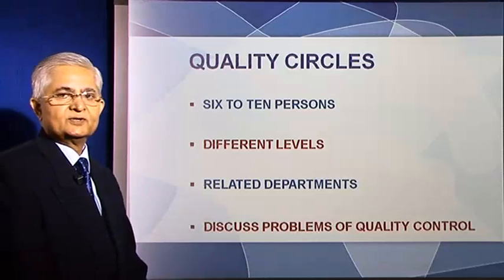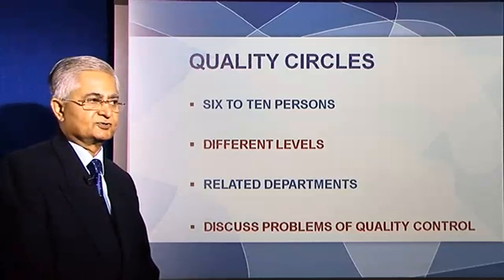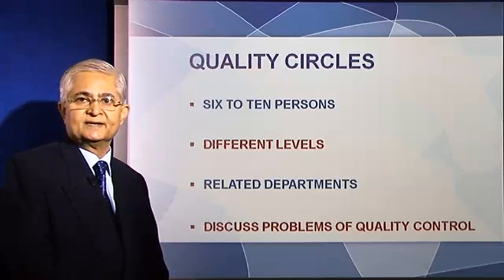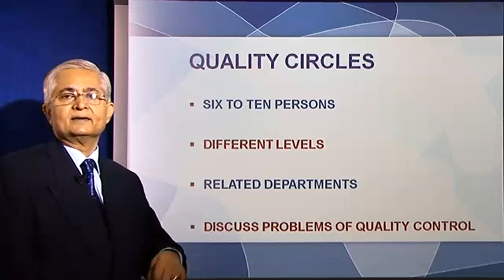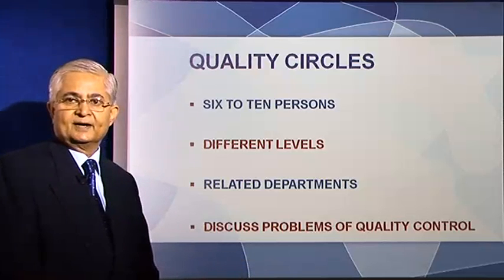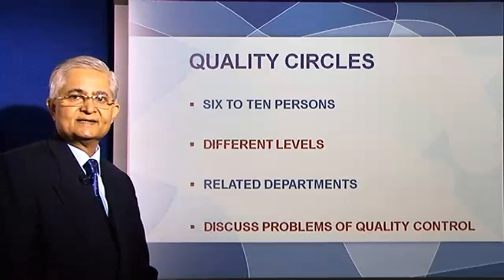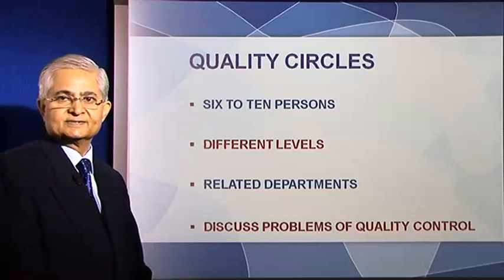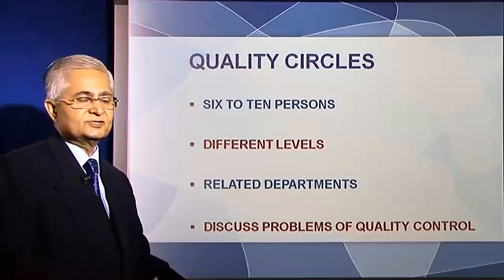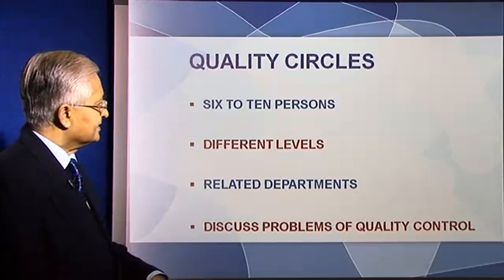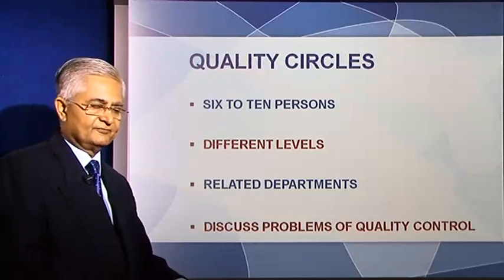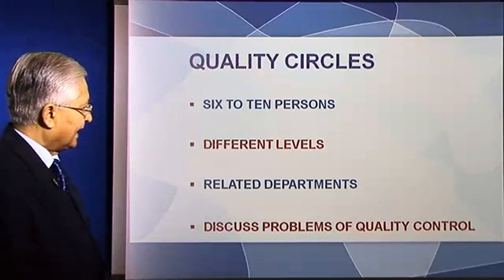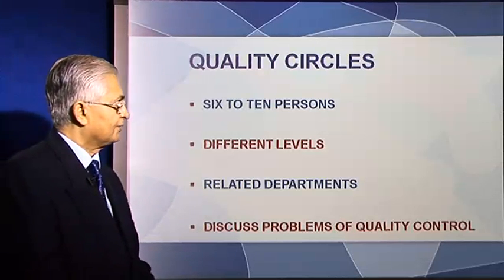The typical way in which organizations used to function in those days was a hierarchical way of functioning. Now, a quality circle is completely different from a hierarchical way of functioning, because a quality circle brings together people from related departments but of different levels, and they discuss the issue of quality control.